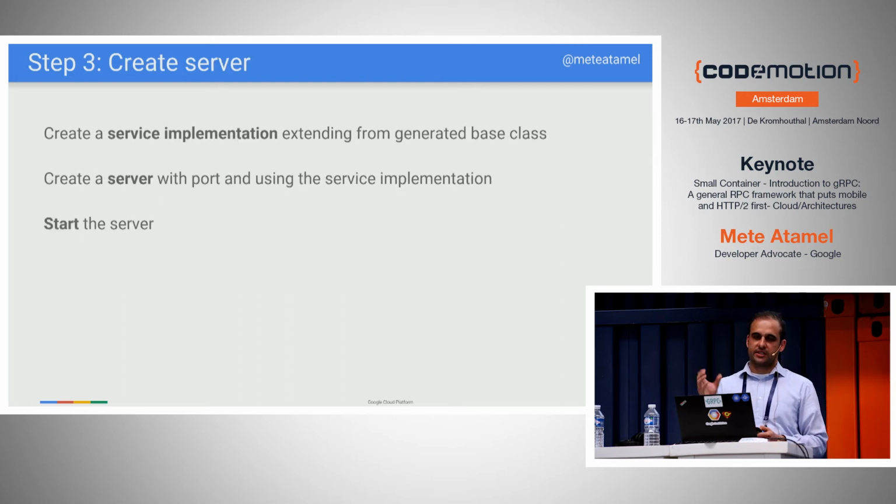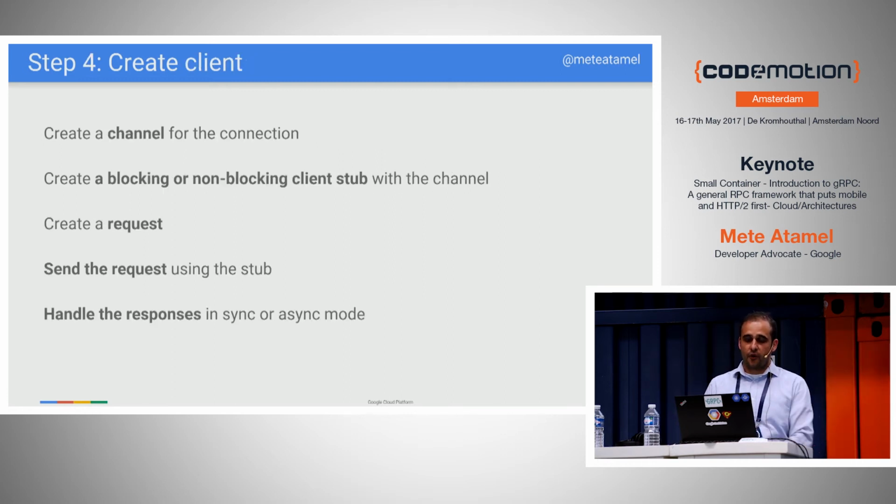Then step 3 is to create your server. So creating the server basically involves creating a class that extends from the stub and adding your own implementation. And I'll show this in Eclipse shortly. And the fourth step, you create a client. Creating a client is a little bit more complicated because first you need to define the connection that the client is going to have to the server. So for that, you create a channel.